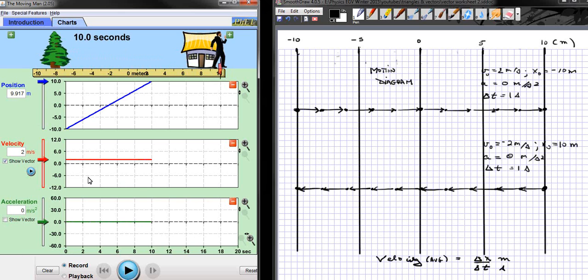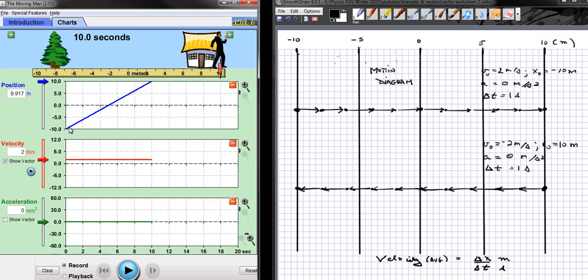So what you see here, the horizontal axis for all three of these plots, position, velocity, and acceleration, is time. And so this one, the middle one, velocity, is flat because the velocity is constant. And so that's flat at 2 meters per second. The fact that it has 0 slope means the velocity is not changing.